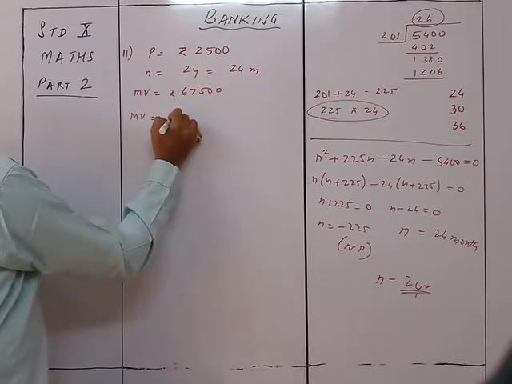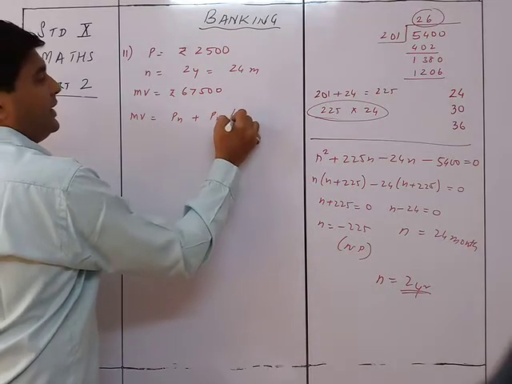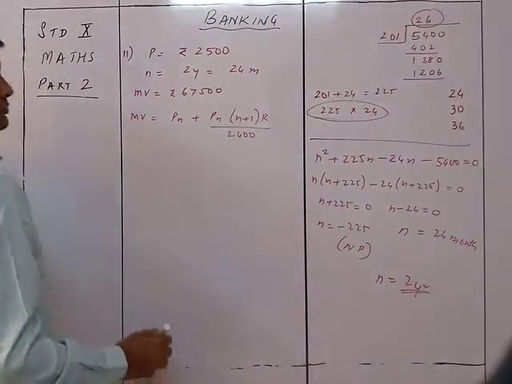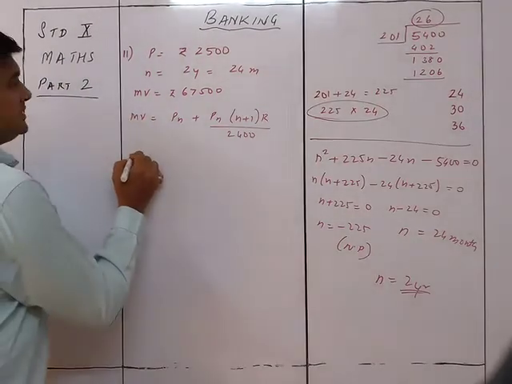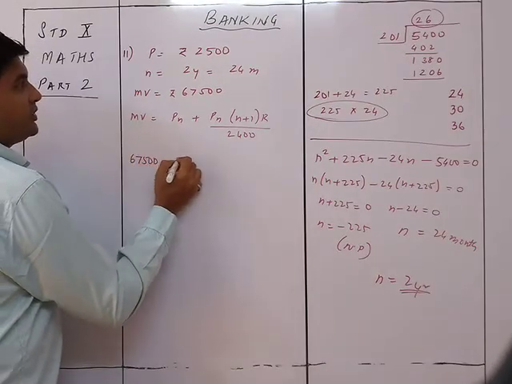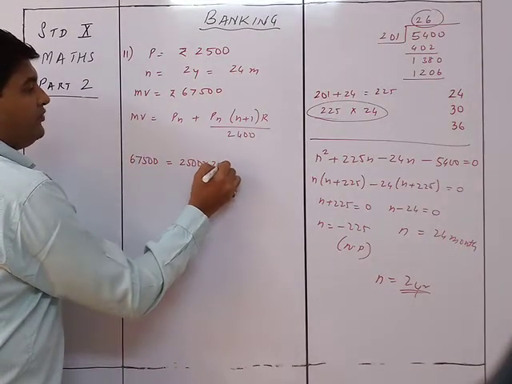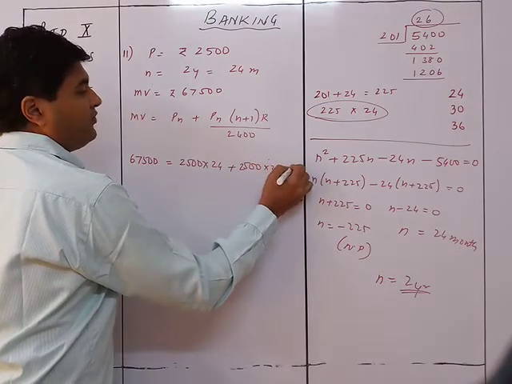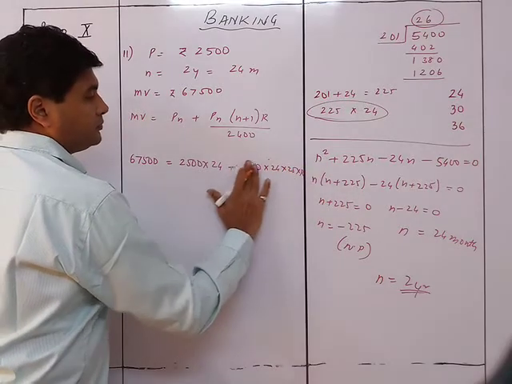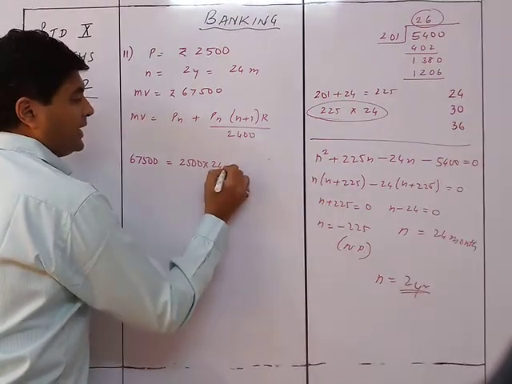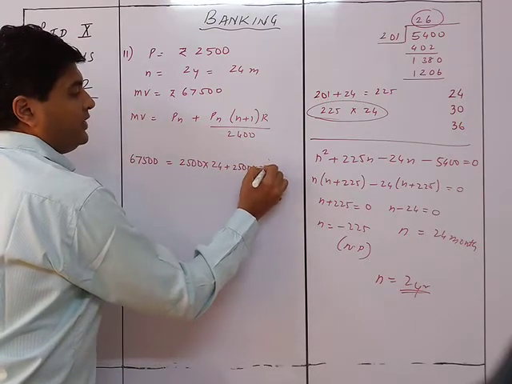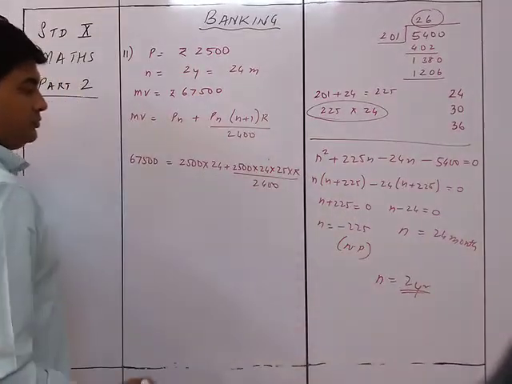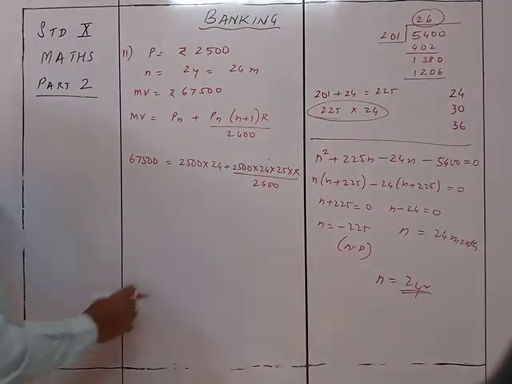So MV is equal to PN plus PN(N plus 1) into R upon 2400. So 67500 is equal to 2500 into 24 plus 2500 into 24 into 25 into R upon 2400. 25 into 24 is 600.